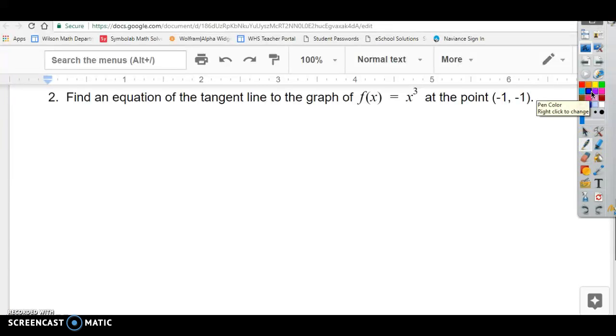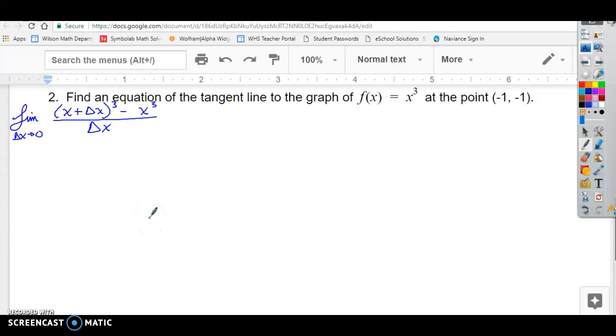All right, in number 2, it's going to be the same deal. Find an equation of the tangent line that goes through the graph of x cubed at the point (-1, -1). We have to start by finding the derivative. So this is the limit as the change of x goes to 0 of f of x plus delta x, so (x + delta x) to the third, minus x to the third, all over delta x.